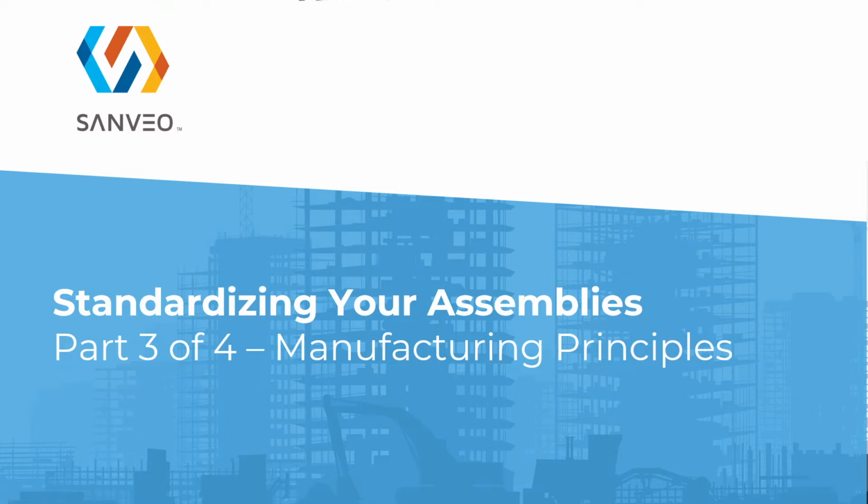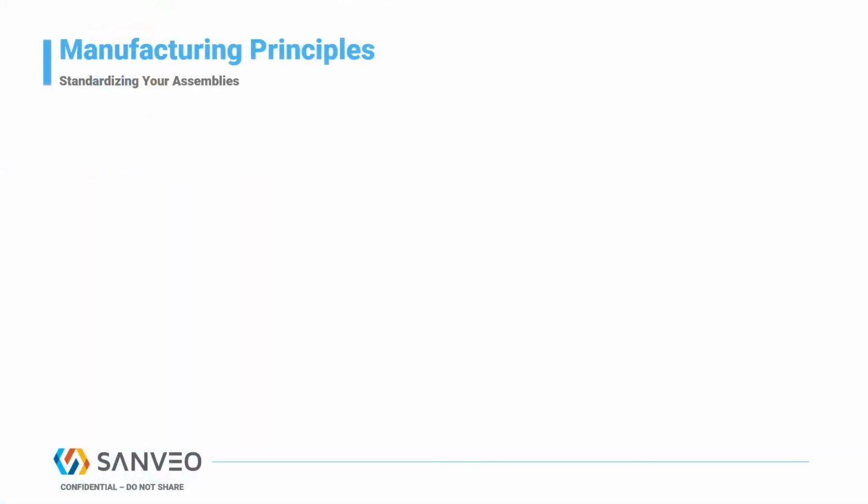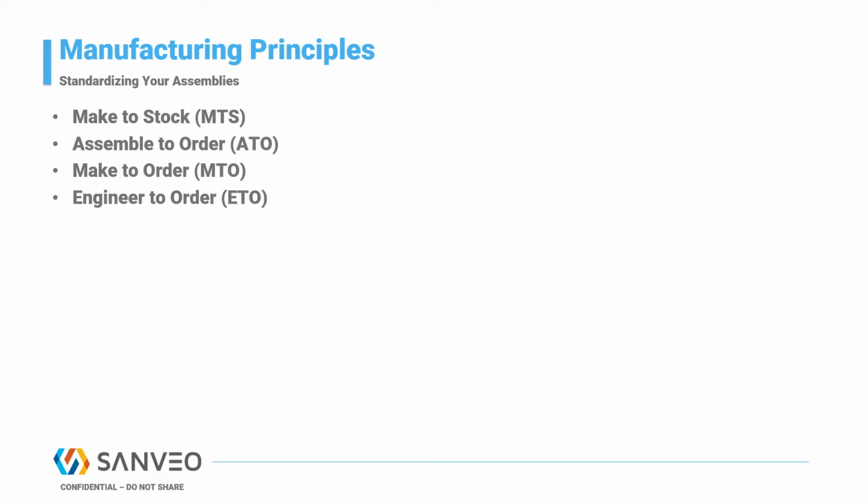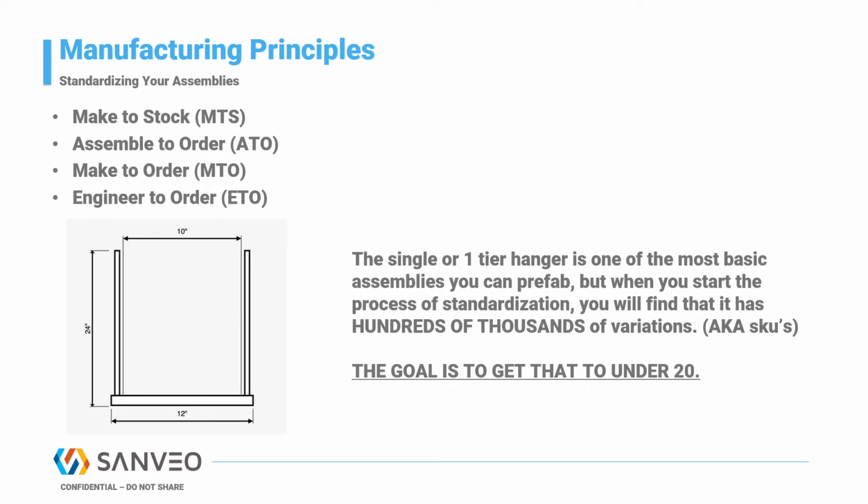In part 1 of this series, we introduced that there are 4 manufacturing principles, and you should begin to group your assemblies into these principles to allow you to start standardizing which assemblies to prefabricate. A typical assembly has hundreds of thousands of different types, with all the available options. The goal is to begin to standardize your assemblies and narrow the most common assemblies that are used 80% of the time to the top 20 assemblies.